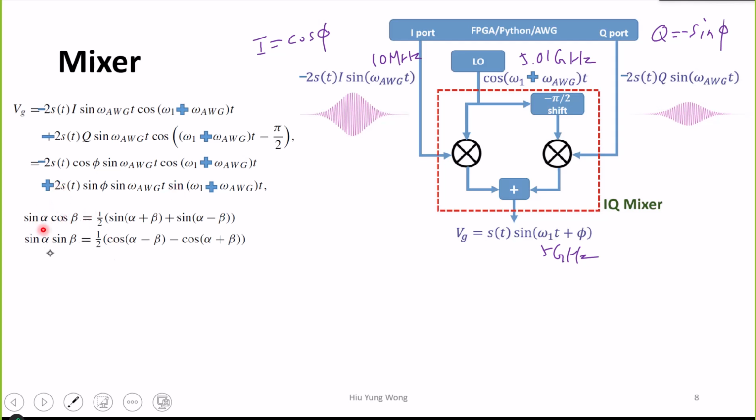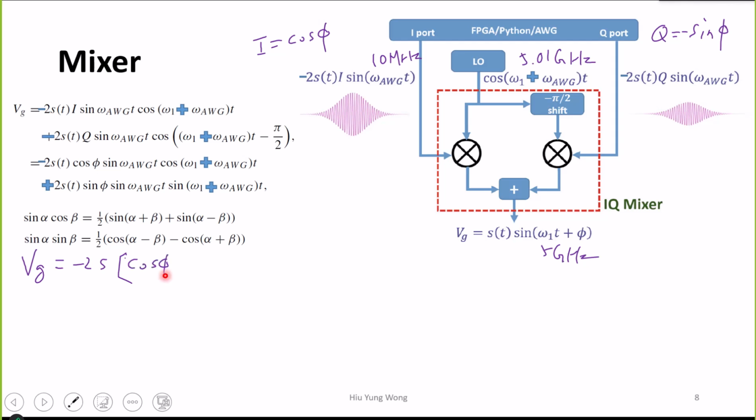Then we are going to use the identity: sine alpha cosine beta is 1 over 2 times sine sum plus sine difference. So what is this? So then it means Vg equals to negative 2s. I won't write the t now, right? So I take out this negative 2s here. Okay, so I still keep cosine phi.